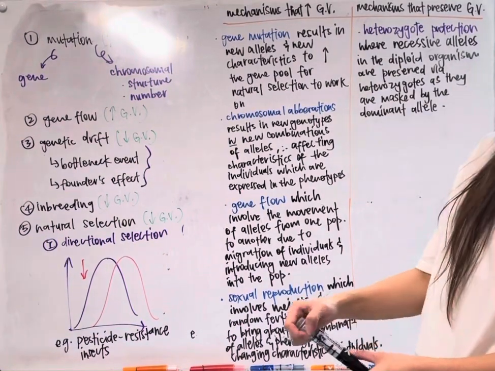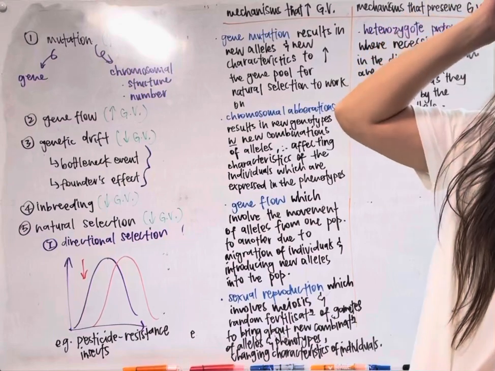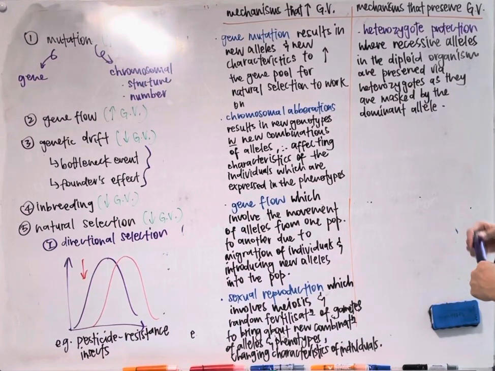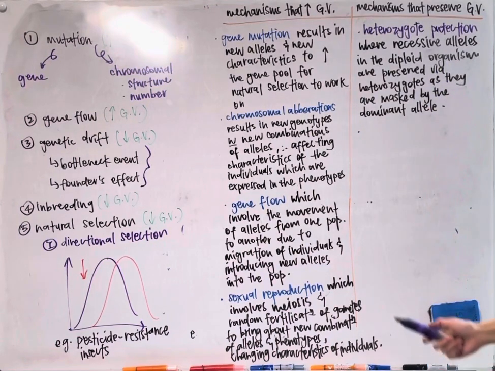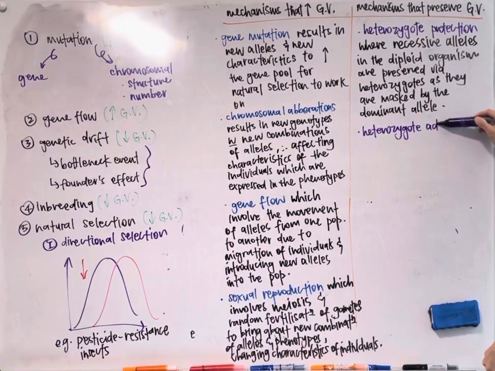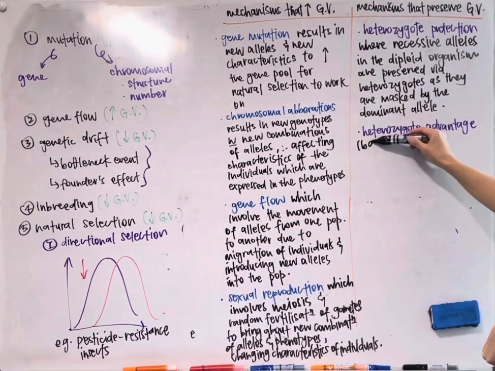Next one, we have balancing selection. Balancing selection is when natural selection maintains 2 or more alleles within the gene pool. We have 2 things that ensure balancing selection. What is the first? Can you tell me? Heterozygote advantage. Yes. Please take note, balancing selection means you are maintaining 2 or more alleles within the gene pool.